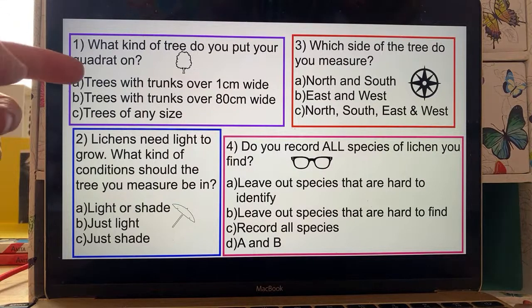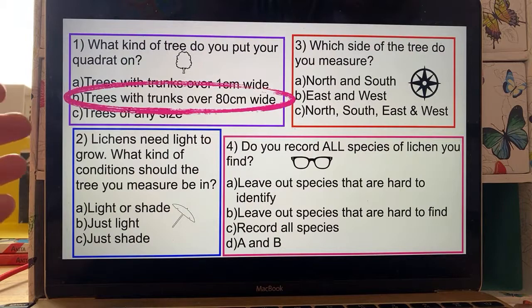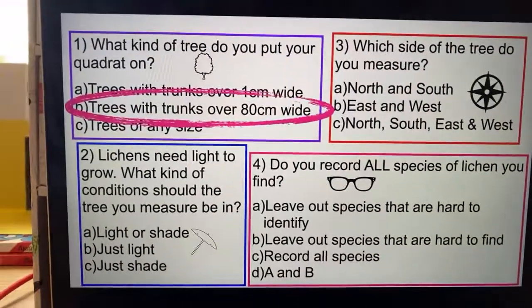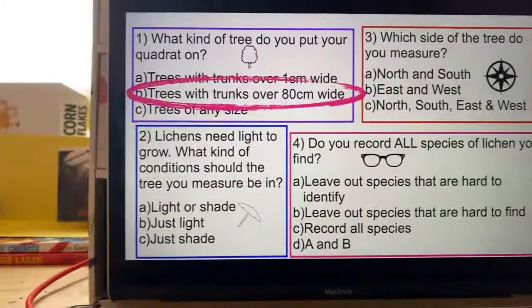Okay, what kind of tree do you put your quadrat on? It is recommended that they choose trees over 80 centimetres wide. I'm guessing the answer to this is maybe partly because a very, very thin tree is going to be very young, so maybe lichen haven't had time to establish. And also a very thin tree, I guess there might not be room for very much lichen as well. So you've got to make sure that if there's not much lichen there, it's very likely that it's because there's a lot of pollution and not just because you've used a tiny little tree, a very young tree, okay?